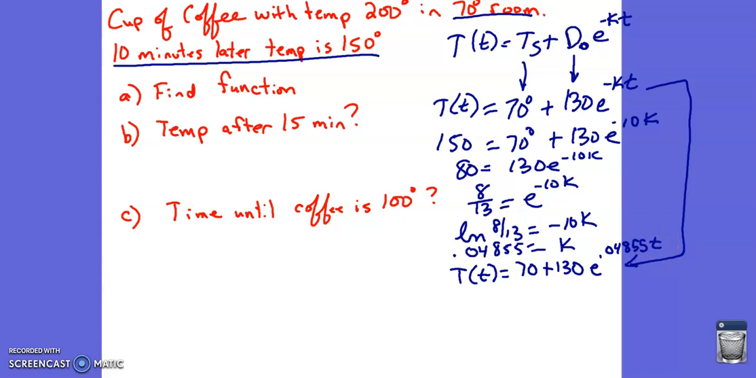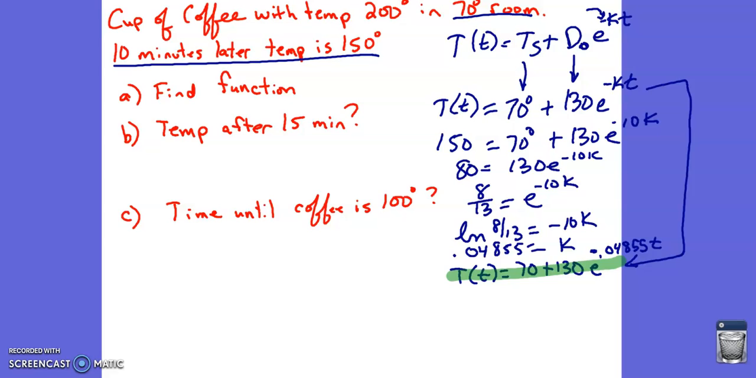Now, something I do want to point out: we found K, but notice the formula says it's a negative, so make sure you put that negative in there as well. That right there is the function we're going to use for any temperature. If I want to find the temperature of the coffee after 5 minutes, 10 minutes, 30 minutes, whatever it is, I can use this formula to do that. By the way, that's all of part A.